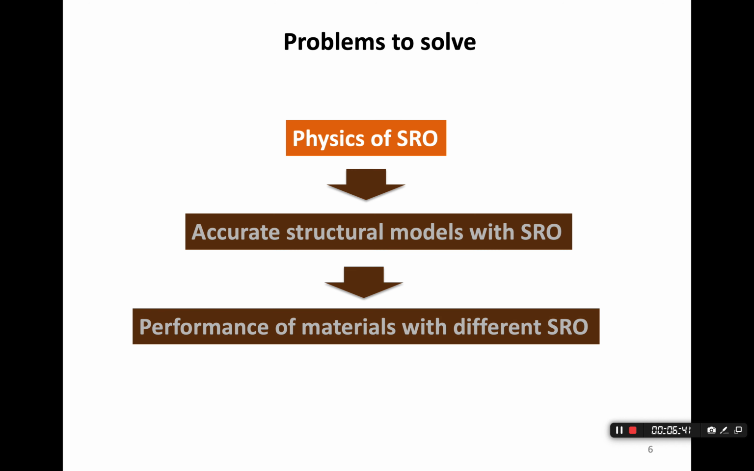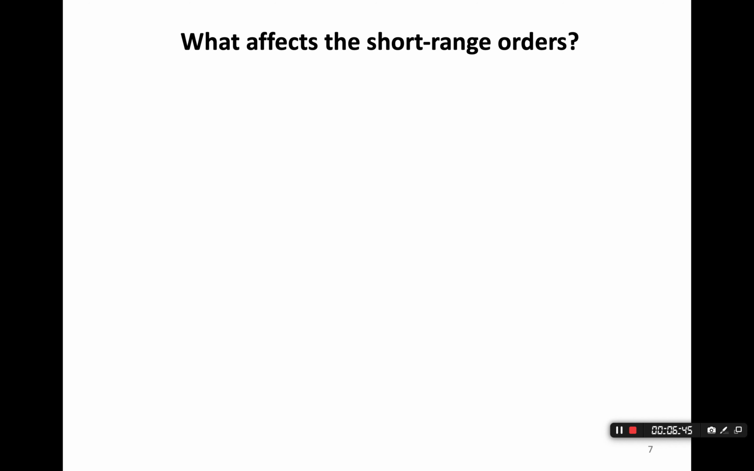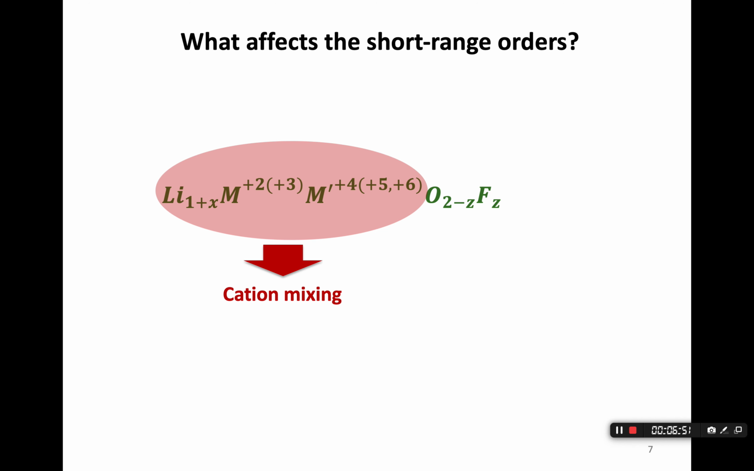So first things first. What is the physical picture of short-range order? There are basically 2 things that influence the short-range order. The first thing is the cation mixing, right? Because the short-range order diffusive pattern is essentially a Fourier transformation of the short-range order parameters on the cation side. So it's really decided by how lithium is mixed with transition metals.